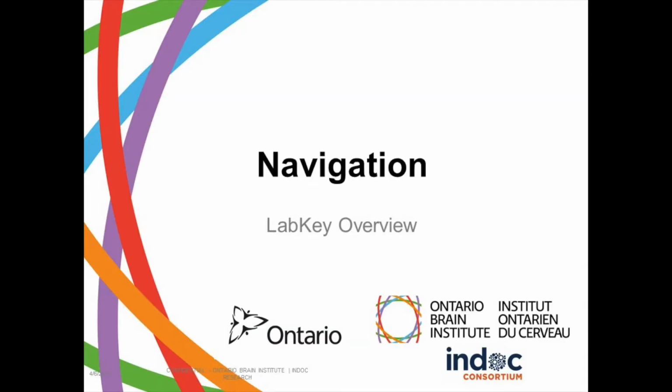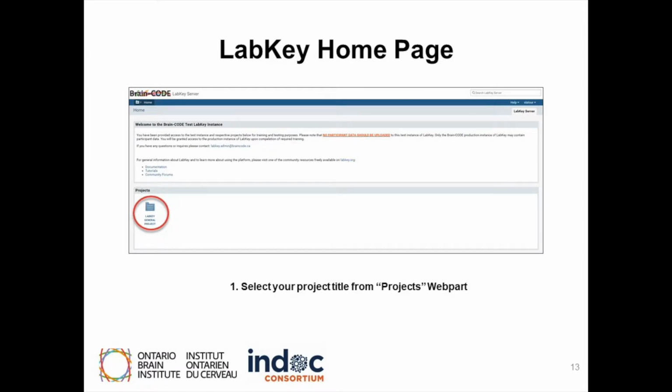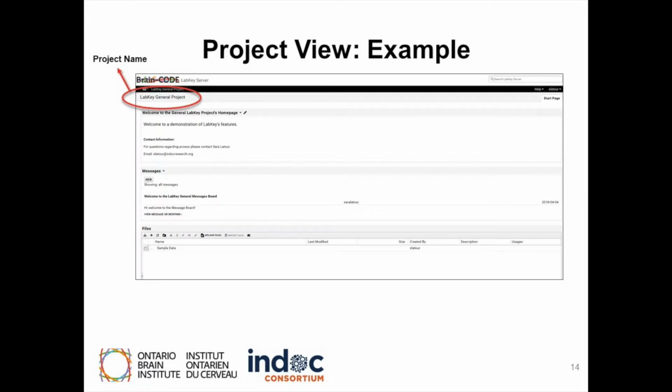Navigating LabKey, an overview. After logging into LabKey with your user credentials, you will be redirected to the home page. The home page will show you all projects that you have access to underneath the project's web part. The first step is to select your project title from the web part. You will notice the project's name at the top left-hand side of the page. This is the project's homepage view.